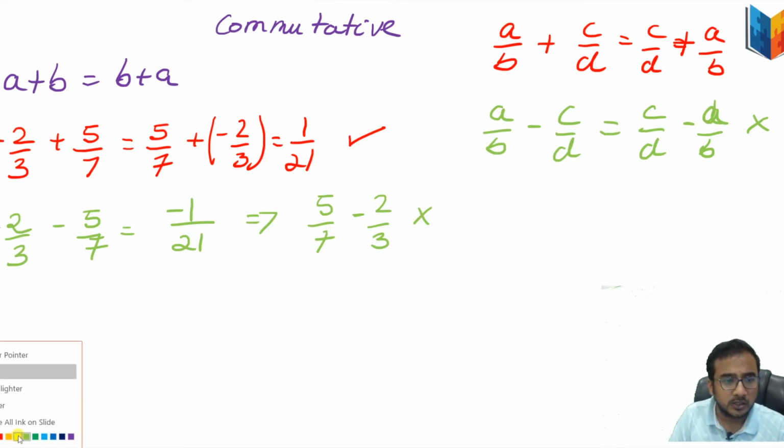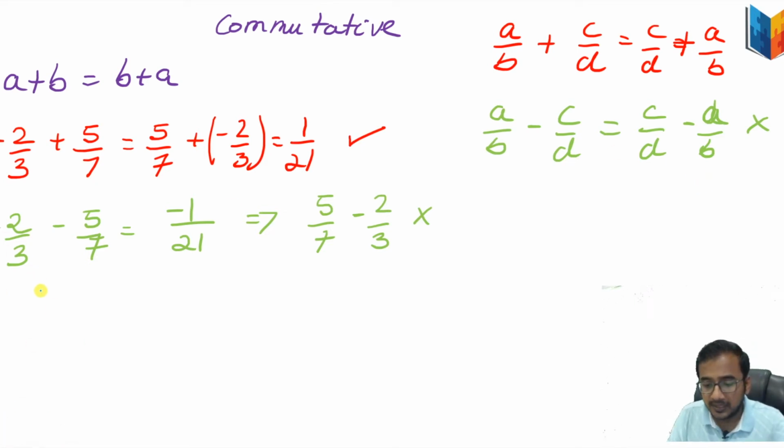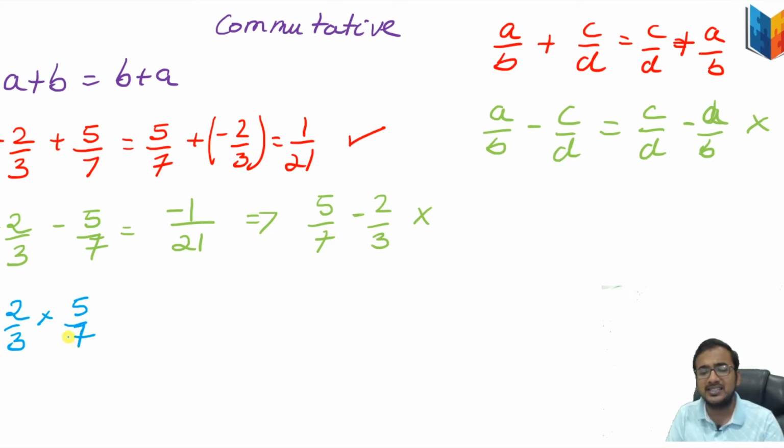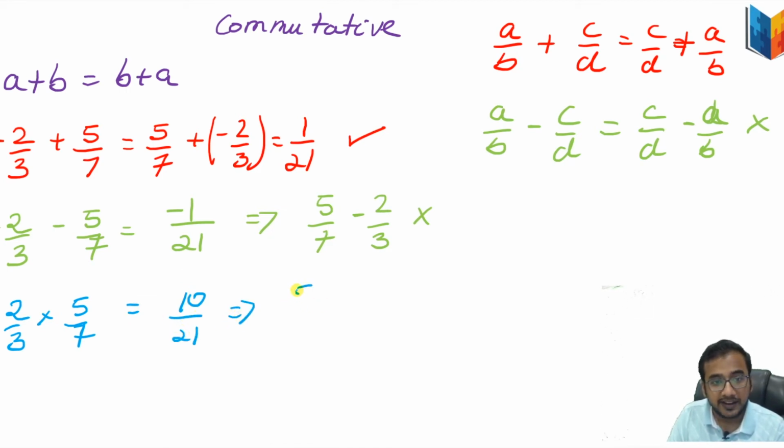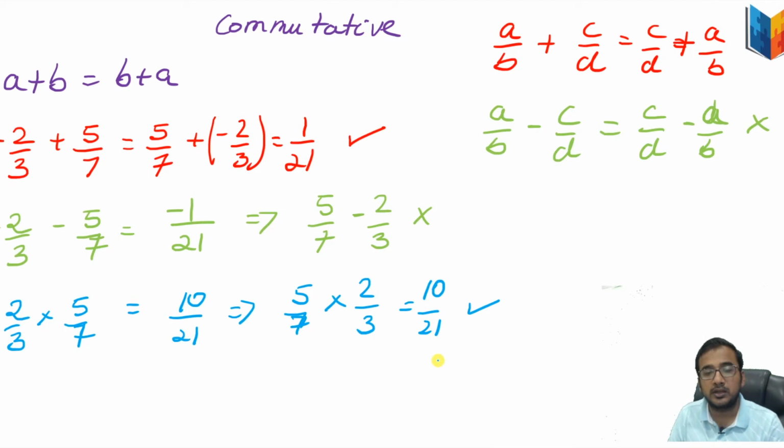Now let us try for multiplication. What will happen for multiplication? So if I write 2 by 3 multiplied by 5 by 7, from the example only you can see, yes, it is very much the same. You will get 10 by 21. If I write it as 5 by 7 multiplied with 2 by 3, what will happen? You will get the same value, 10 by 21. So we can say yes, we will put a tick for multiplication.